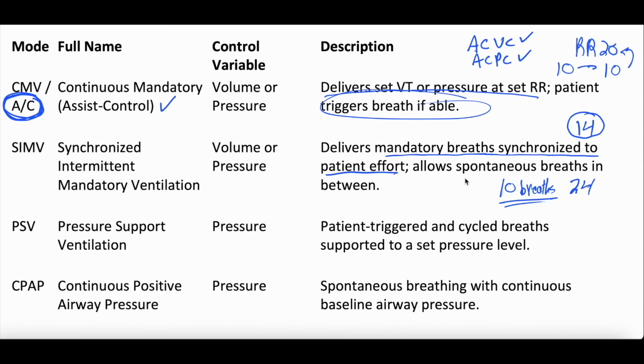But any breaths beyond that, the patient has to take on their own. Whereas something like assist control, even if I set that respiratory rate at 20, if the patient takes 30 breaths, the ventilator will assist them for all 30 breaths.